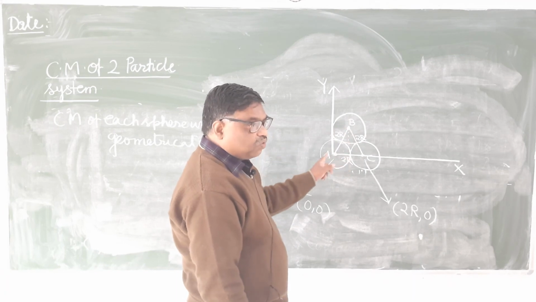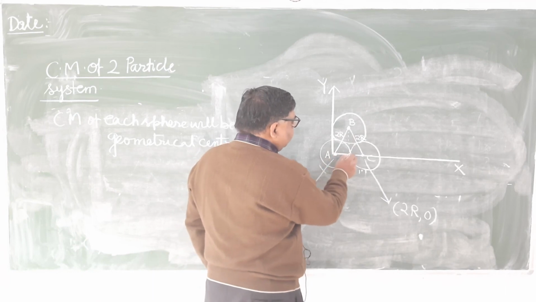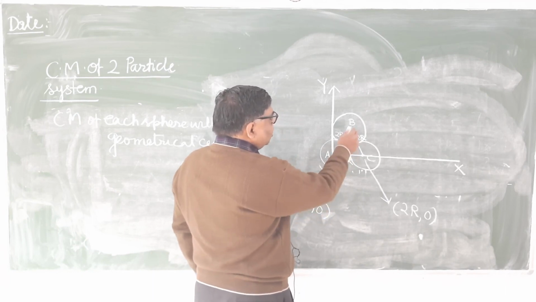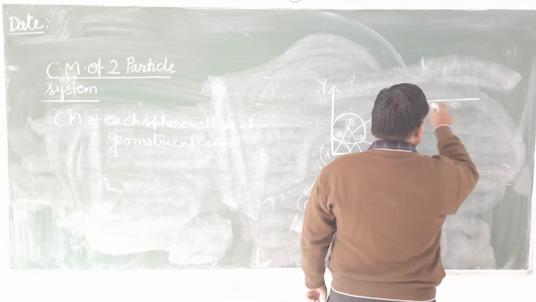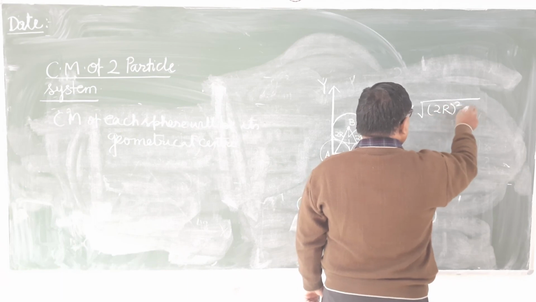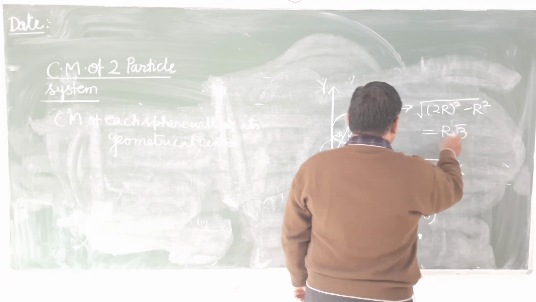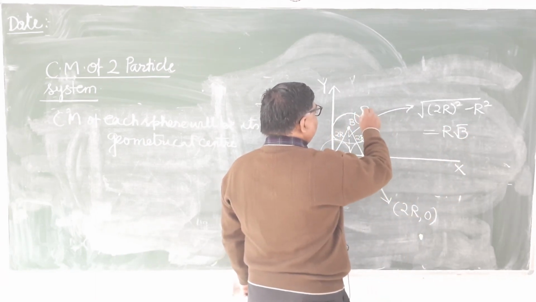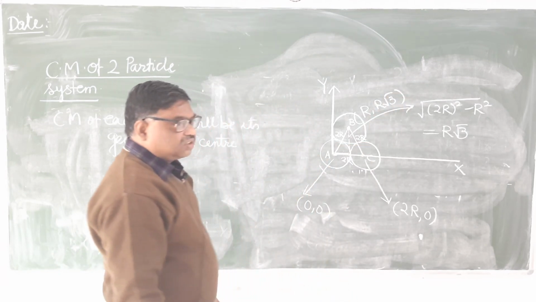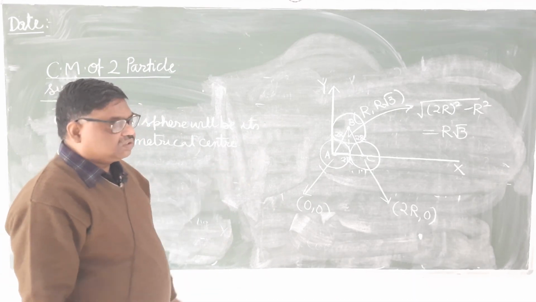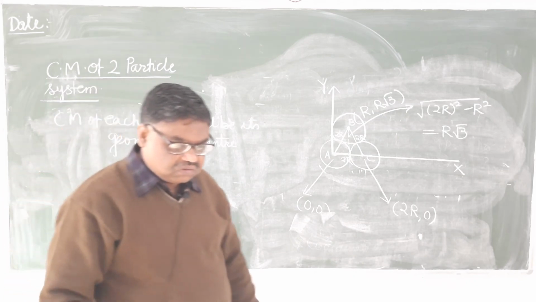And same as in the previous question, you can find out the coordinate of B. When you draw the perpendicular, because it becomes an equilateral triangle, this will become r. What will this distance be? It will be equal to root of (2r) whole square minus r square, so it will be r root 3. R root 3 means the coordinate of B will be (r, r root 3). It is clear? So after determining this, you can determine the coordinate of center of mass.